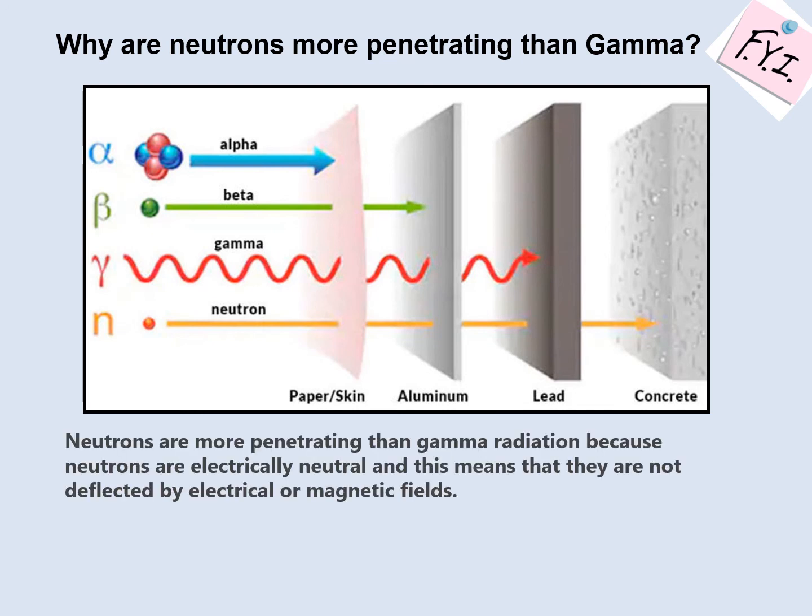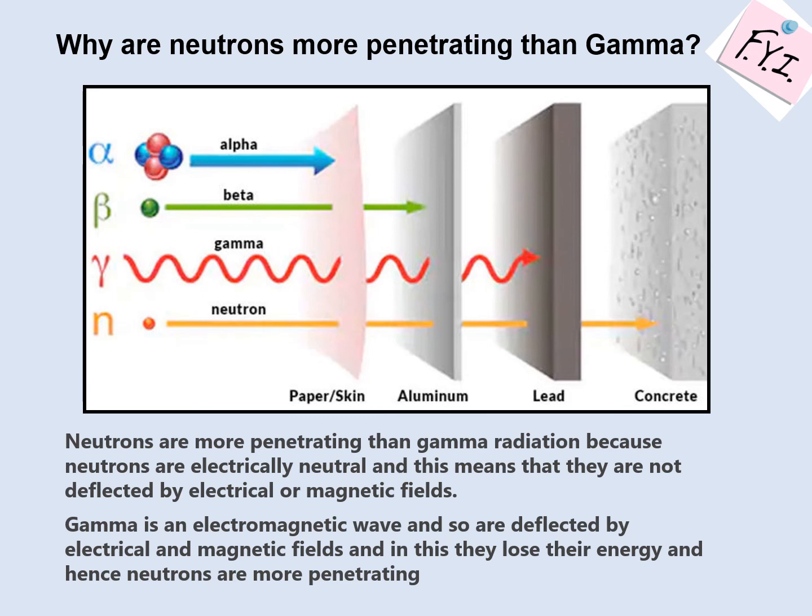So they are more penetrating, and hopefully you got that idea. It's because of their neutrality. And this means that they're not deflected by electrical or magnetic fields. However, gamma is an actual electromagnetic wave itself. So as a result of that, they can be deflected if they come into contact with electrical or magnetic fields, and therefore some energy is lost in those deflections. So yeah, neutrons are more penetrating than gamma rays.